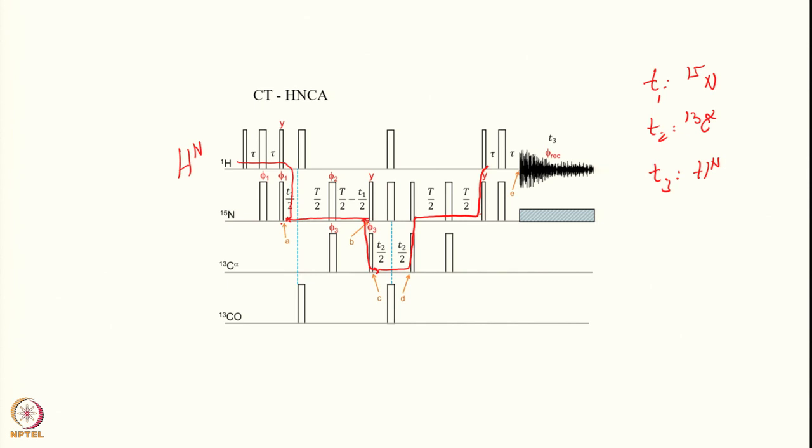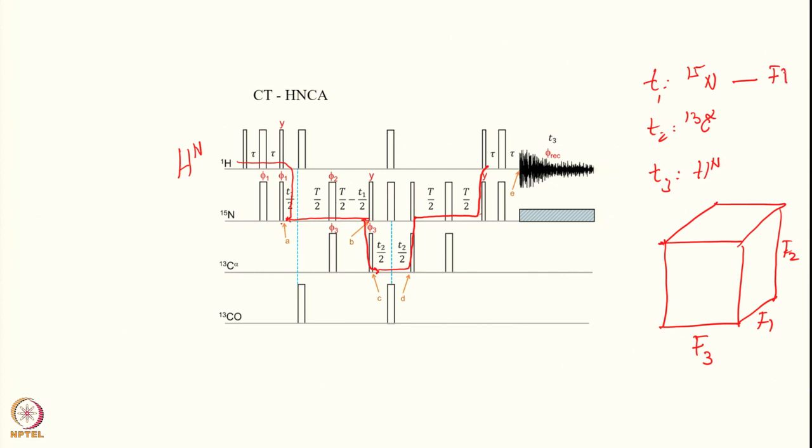Okay. Therefore after 3D Fourier transformation, what do you expect to get? Let us say I call these F3, F1 and F2. What will be present in F1? F1 will be nitrogen 15, and therefore this will go to F1, this will go to F2, and this will go to F3. Okay, so this is the way it goes. Of course we apply certain pulses on the carbonyl channel etc. for the purpose of decoupling etc. We may not want to go into those details here, but this is the way the magnetization flows, and therefore this is the kind of schematic spectrum you will get.